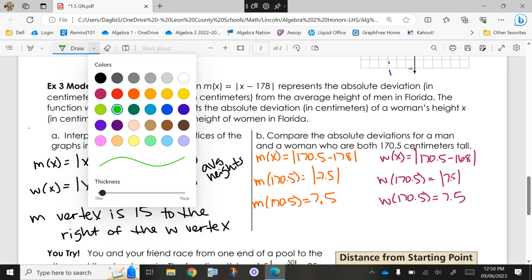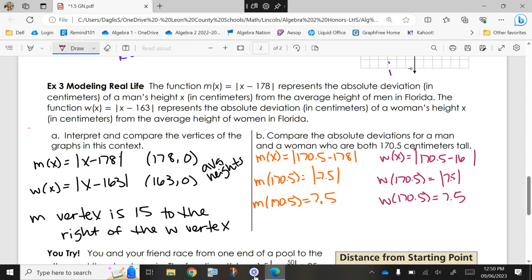What's up? For the woman one on the right, you put negative 168 instead of negative 163. Oh, thank you. I did 8 instead of 3. Thank you.